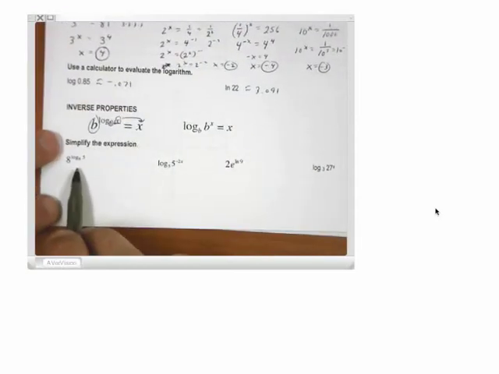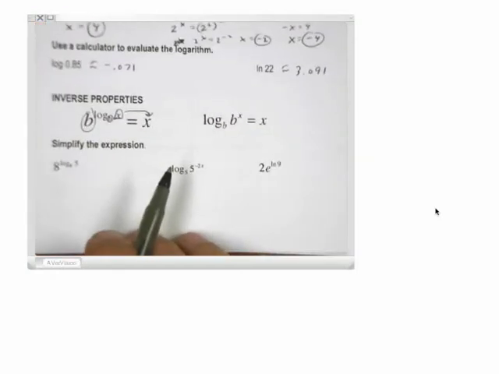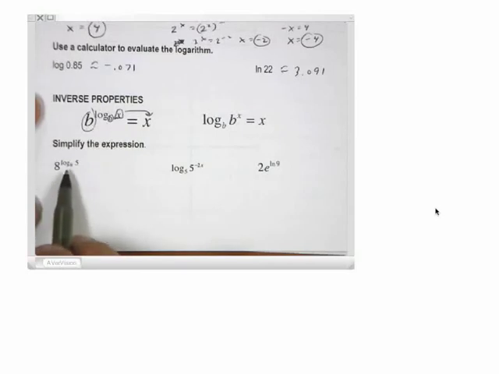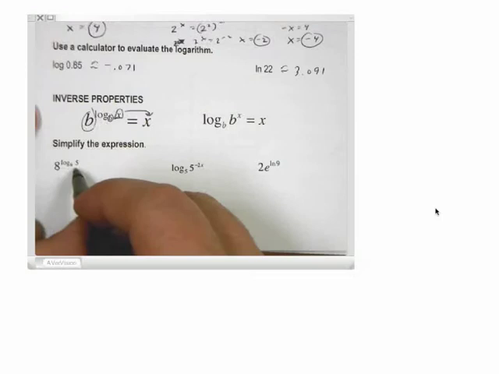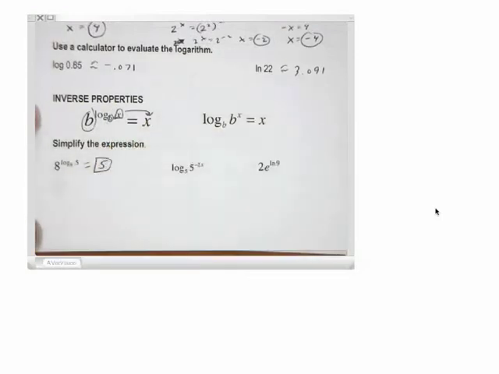So for example, on this one where it says simplify the expression, I'm going to zoom in just a little bit so we can see that a little better. And of course, you have your note sheet. I have 8 to the power of log base 8 of 5. Well, I see the base is 8 here and the base is 8 there. I can simplify that to just 5. Simple as that.